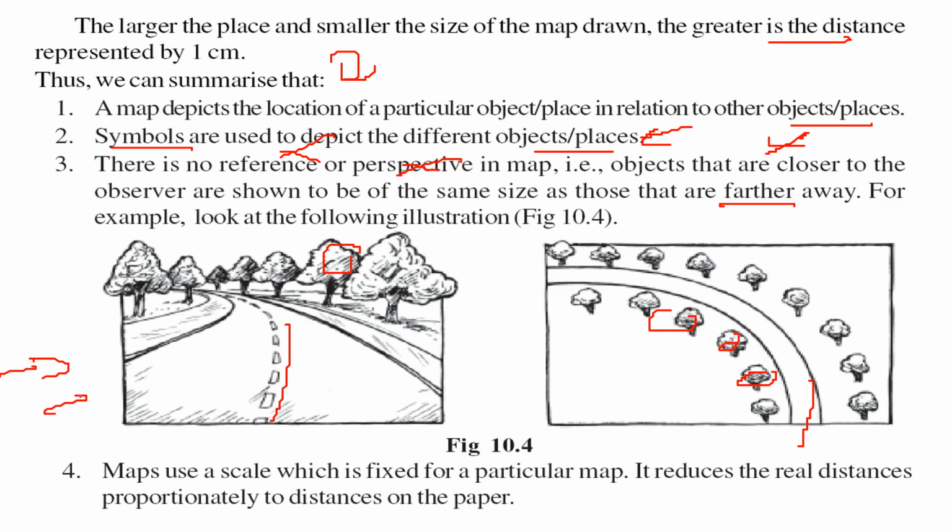So a map uses a scale, that is the actual distance in the denominator, and the distance on the map. So distance on the map divided by the actual distance is the scale. A map uses a scale which is fixed for a particular map. So it reduces the real distance in proportion to the distance on the paper.